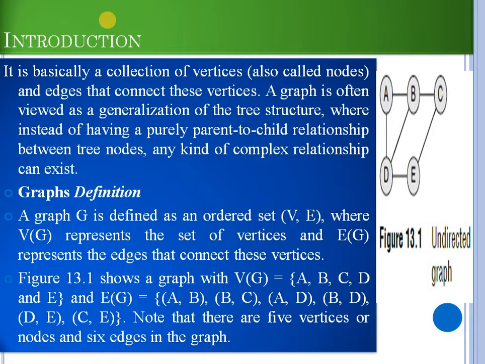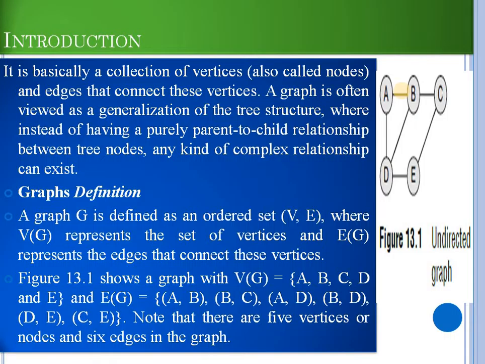What is the definition of graph? It is basically a collection of vertices, in other words, nodes, a collection of nodes and edges. In this example, here we have A, B, C, D, E as the nodes or vertices, and to connect these nodes we have edges. This is the A to B edge, this edge is the B to C edge, this edge is the B to D edge. These are the edges. So basically a graph is a collection of nodes or vertices and edges.